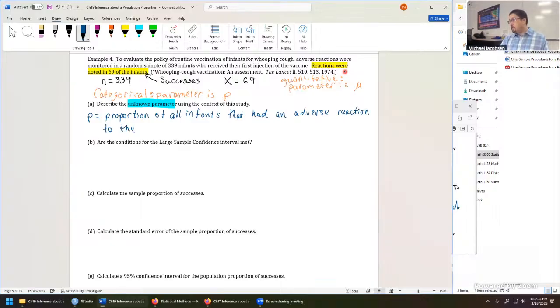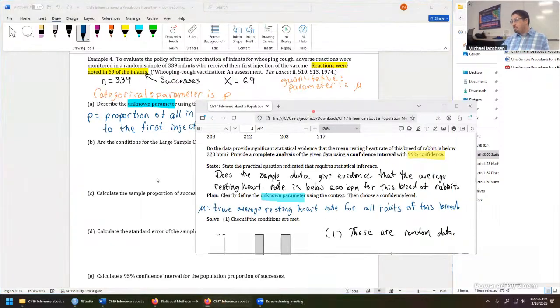to, this was specific on first injection. So let's bring that into the parameter. That seems to be pretty important. To the first injection of, this is for a vaccine, specifically the whooping cough vaccine. So let's say that as well, of the whooping cough vaccine. So that's our parameter P this time.